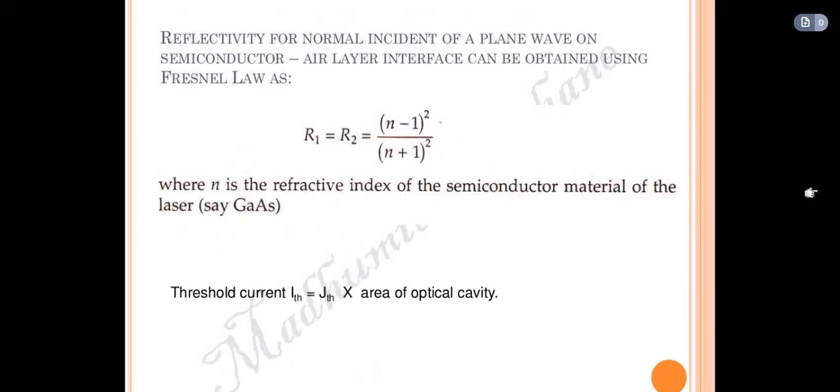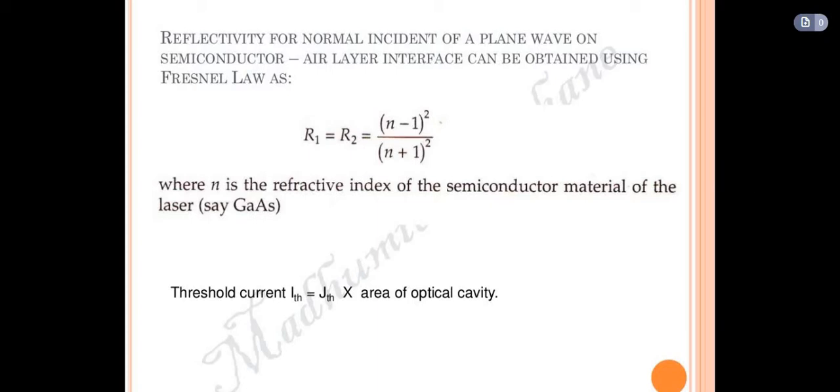Next, what is the reflectivity for normal incidence of a plane wave on semiconductors? How much reflection is going to be there for normal incidence? Since the light is getting incident on it, how much part are we going to get? On what basis is that light going to take that part? All these things we should know, right? So in order to get all that, we just use this relation.